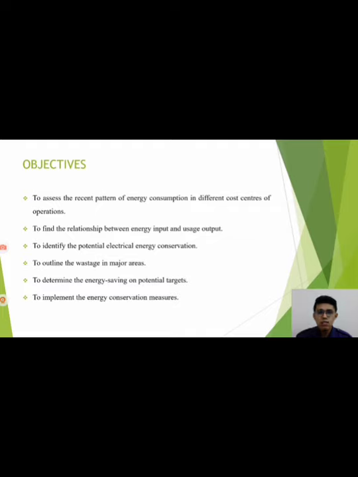Number 4 is to outline the wastage in major areas. Number 5 is to determine the energy saving on potential targets. And also number 6 is to implement the energy conservation measures.